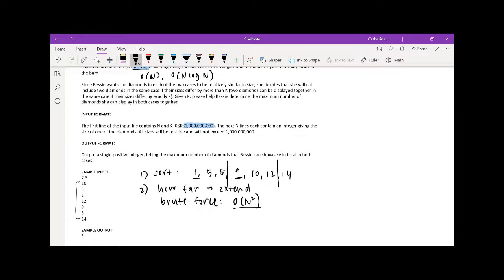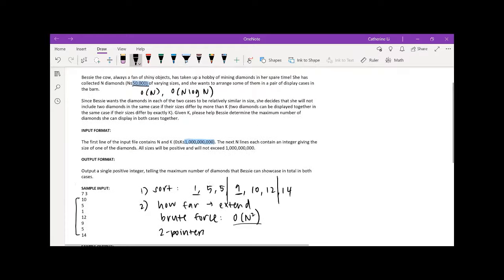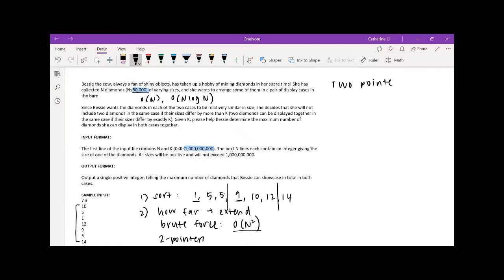And this is where the topic for today comes in. It's called two pointers. I'm just going to explain what that is. Two pointers is, in my opinion, pretty cool. I don't think it shows up as often as something like prefix sums, but it's still pretty useful.